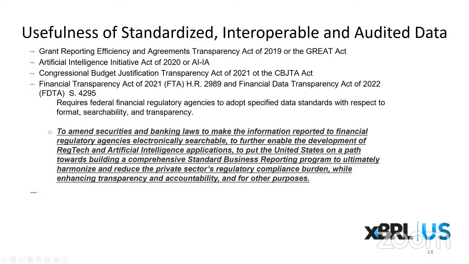And finally, we will start to see the iteration of the Financial Transparency Act and the Financial Data Transparency Act, which the Financial Transparency Act was approved by Congress in October of 2021 by a margin of 400 to 19. So it's bipartisan support. It's very well received. It's likely we'll see this Financial Transparency Act come to fruition by the end of this year. And in doing so, what we'll see is all agencies under the FSOC required to provide electronically searchable information designed to support RegTech and artificial intelligence and build on the comprehensive program of standard business reporting, ultimately designed to harmonize and reduce the private sector's reporting compliance burden while enhancing the transparency and the accountability of that process.